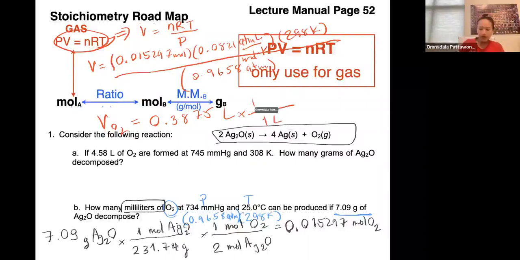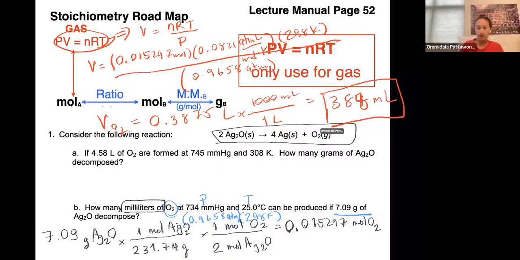Every 1 liter equals 1,000 milliliters. So in this case, you are going to get 387 milliliters, or 388, right? Because you are rounding one up. So in this case, your final answer should come out with 3 sig figs. So this would be your final answer for B.